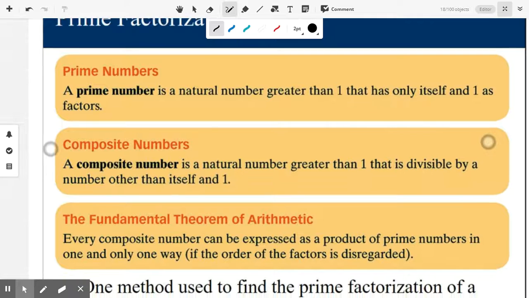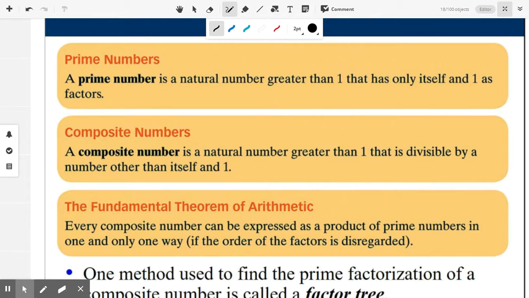So let's talk about prime factorization. Here we go. A prime number is a natural number greater than 1 that has only itself and 1 as factors. All right, so 1 cannot be a prime number. It has to be larger than 1. All right, and it's a number that can't be divided by anything other than itself. All right, the first few prime numbers are 2, 3, 5, 7, 11, 13, so on and so on. None of these numbers have any numbers that will divide into them other than themselves and 1.